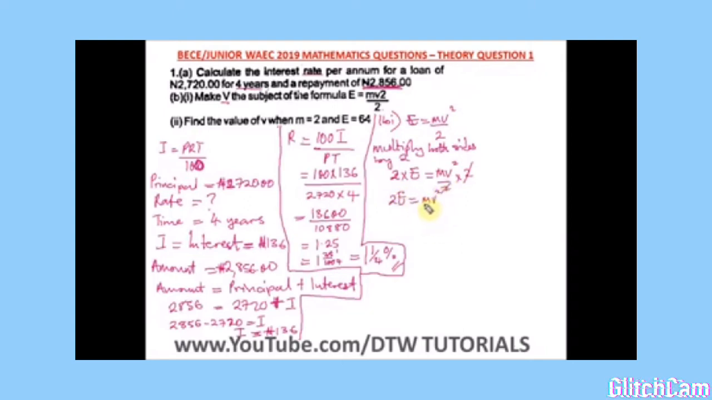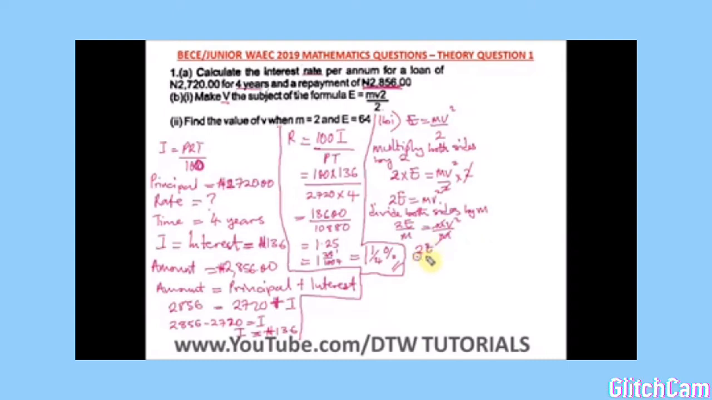The next thing now, we have to get rid of m, so that v can be alone on one side of the equation. That is what change subject of the formula means. The particular letter would be alone on one side of the equation. So to cancel out m, what do we do? We divide both sides by m. So we have 2 capital E over m equal to mv square over m, where this m will cancel out this m.